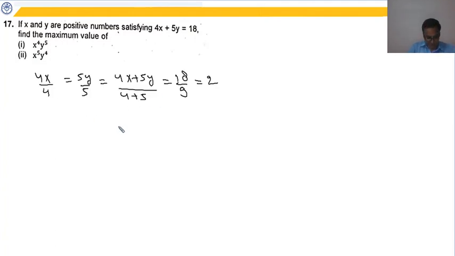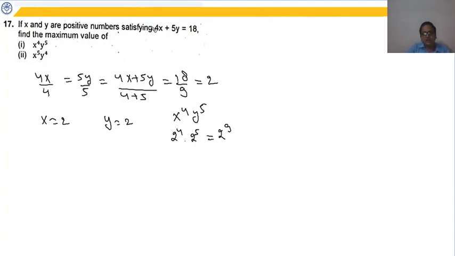So if we equate the first and the last part, we get the value of x as 2. Second and the last part, value of y as 2. We have to find the maximum value of x^4 y^5. Just put this into this expression. It becomes 2 to the power 4 into 2 to the power 5. So the maximum value is 2 to the power 9. This is one way to do.